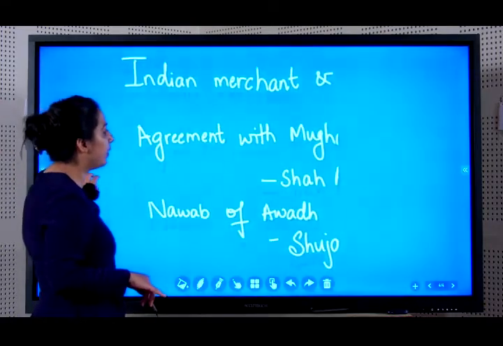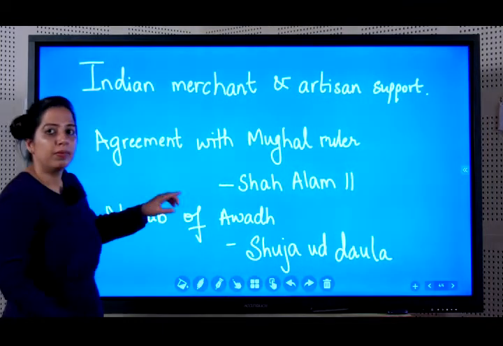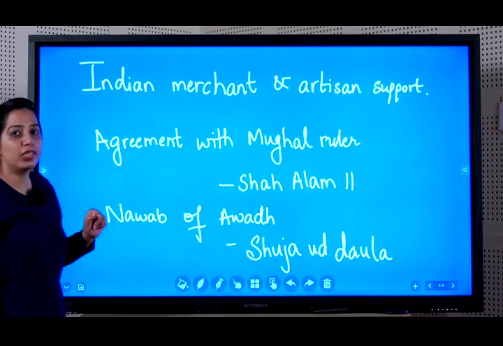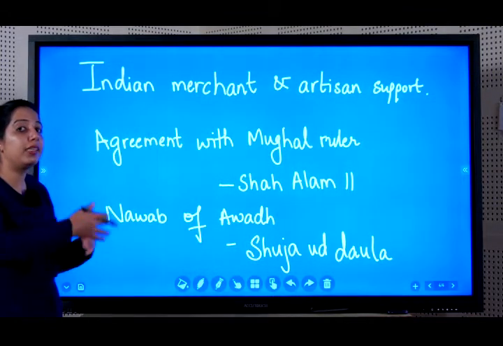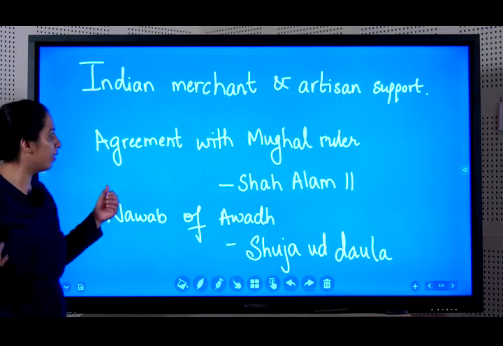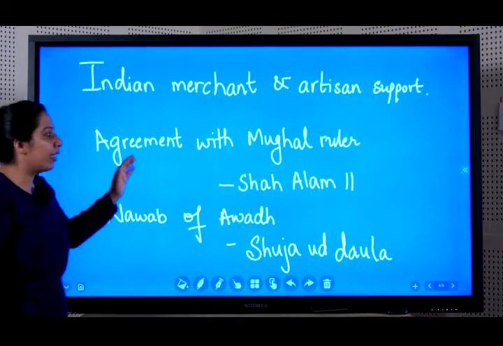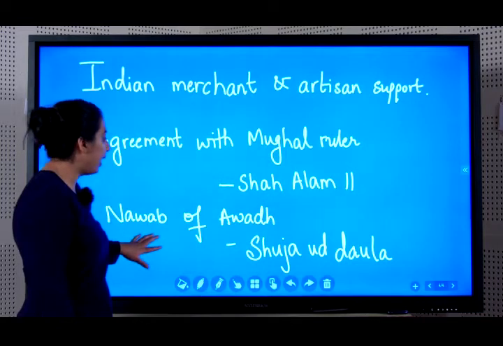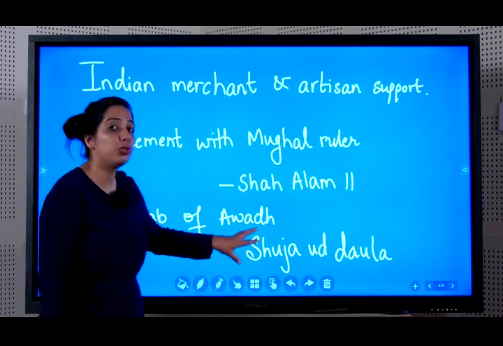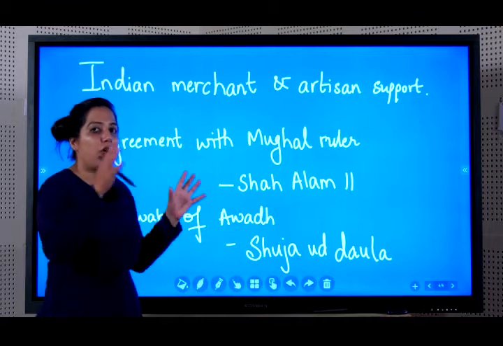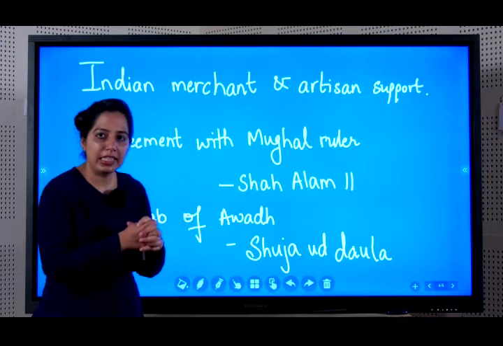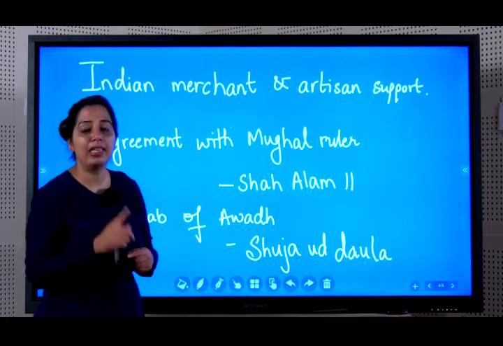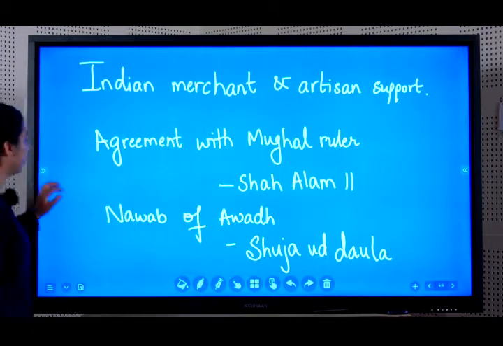And this way, the Nawab, he got the support of merchants and artists because he made trade free for everyone. He also made an agreement with the Mughal ruler Shah Alam II and the Nawab of Awadh, Shuja'ud-Dawla. Now they all made a united team and they met British for a battle, the Battle of Buxar.